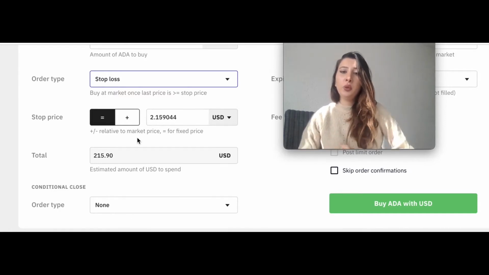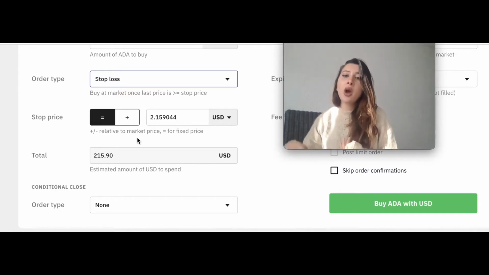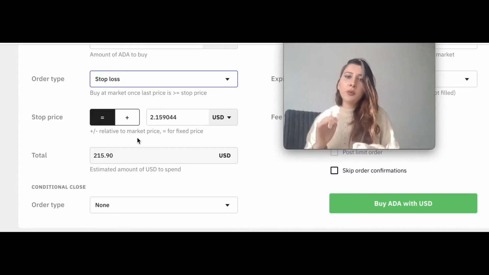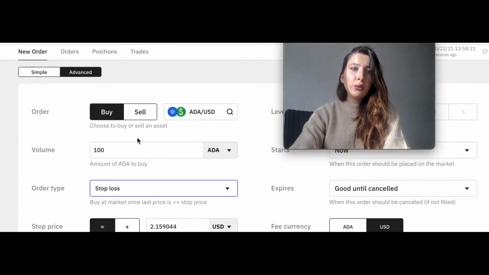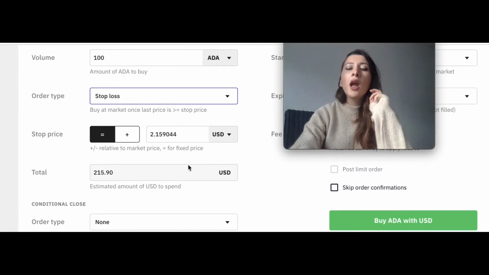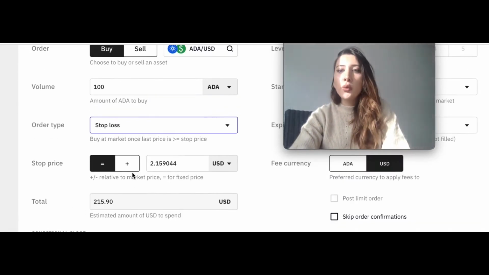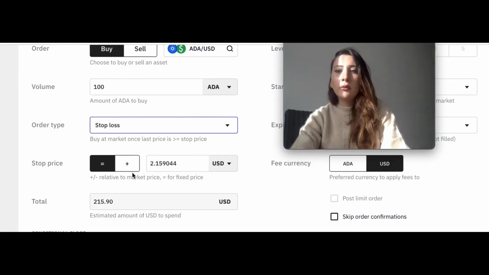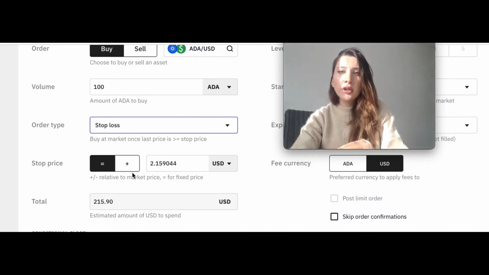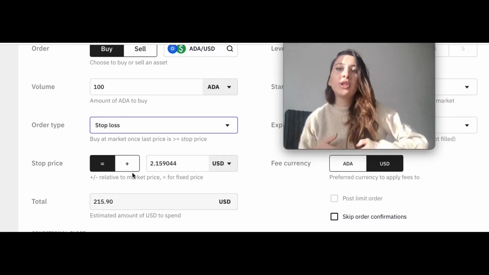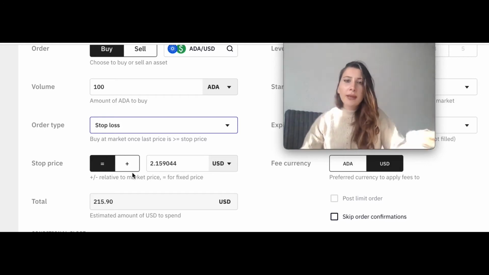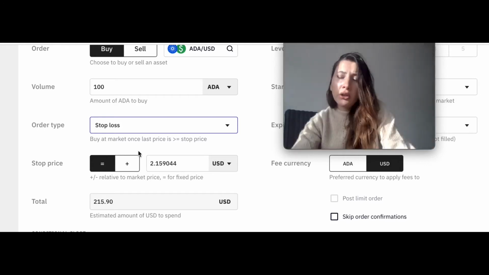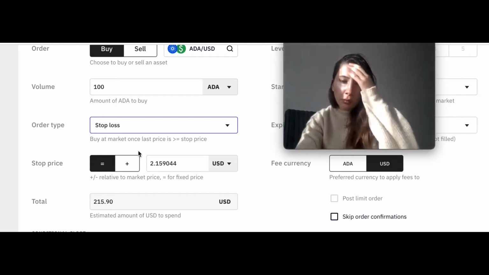For example, if you want to limit your loss to 20% of the price, you buy ADA at the market price, which is right now 2.15, let's say. But if the ADA price goes below 2.1, you don't want to lose any more money and you just want to stop this loss. Kraken knows that it is able to sell all your ADA at that price, with this order, knowing that your asset won't be devaluated more than 20%.